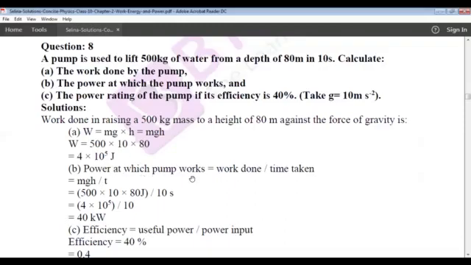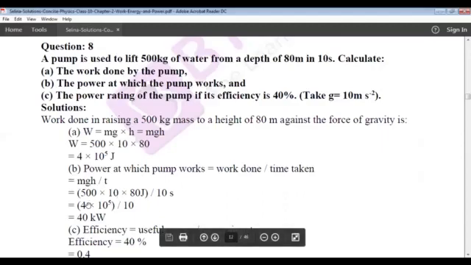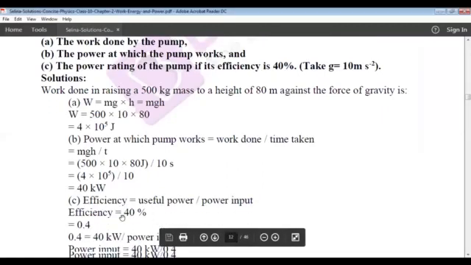Power at which pump works. It is work done divided by time. Power is work done divided by time. So power is mgh divided by t. So your answer is 40 kilowatt.